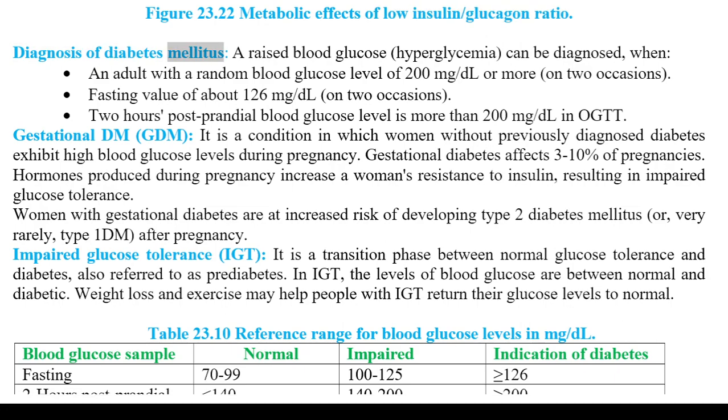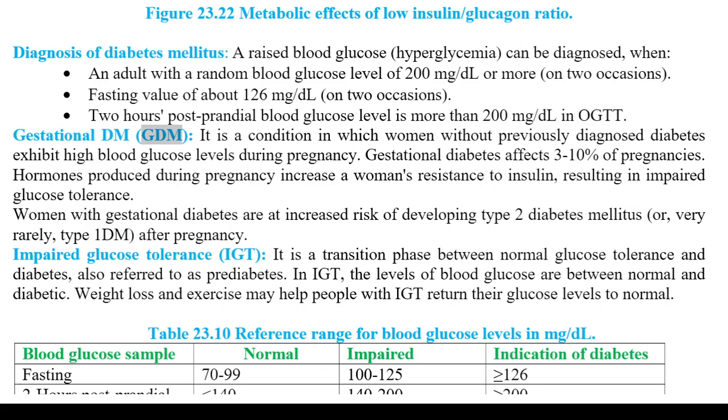Diagnosis of diabetes mellitus: a raised blood glucose, hyperglycemia, can be diagnosed when an adult has a random blood glucose level of 200 mg/dl or more, on 2 occasions; a fasting value of about 126 mg/dl, on 2 occasions; or a 2 hours postprandial blood glucose level of more than 200 mg/dl in OGTT.